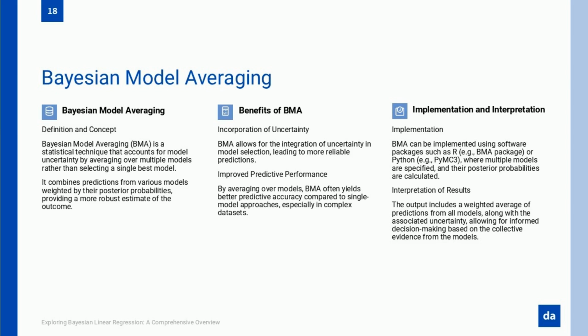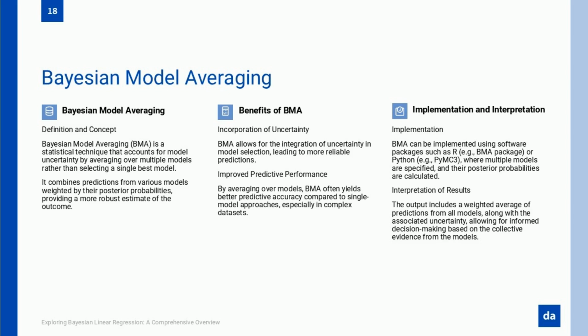One of the biggest advantages of BMA is that it reduces overfitting by spreading uncertainty across multiple models. Instead of relying on a single, potentially overconfident model, BMA ensures that predictions incorporate all plausible explanations for the data. This makes it particularly useful in cases where the true underlying model is unknown or when there are many competing explanations.